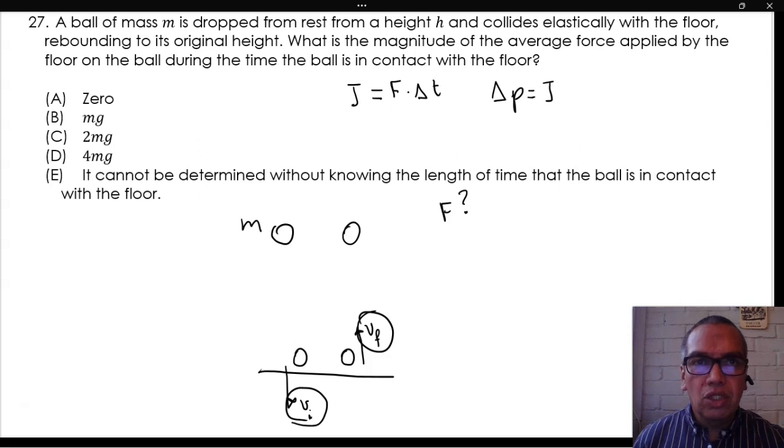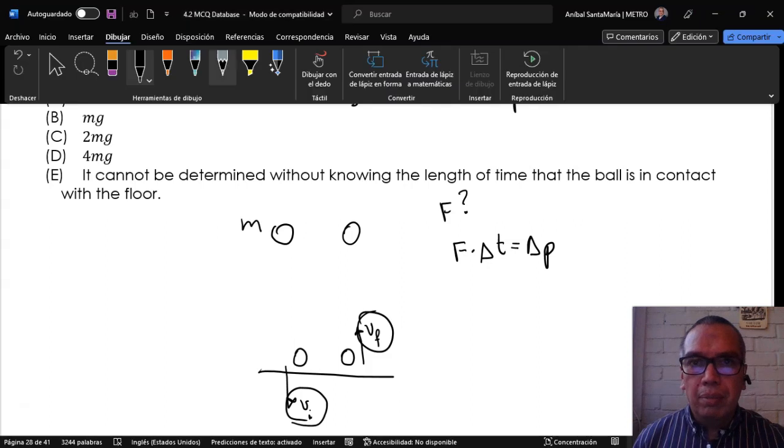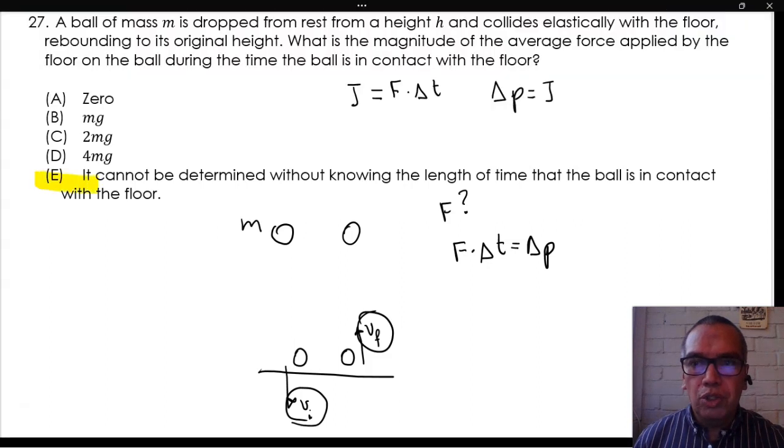However, there is no indication of the time interval over which the contact occurs. Without the time interval, it is not possible to calculate the average force exerted by the floor on the ball. Therefore, the best answer is option E.